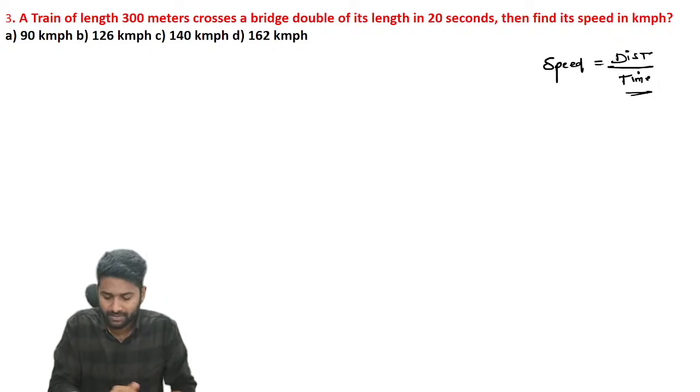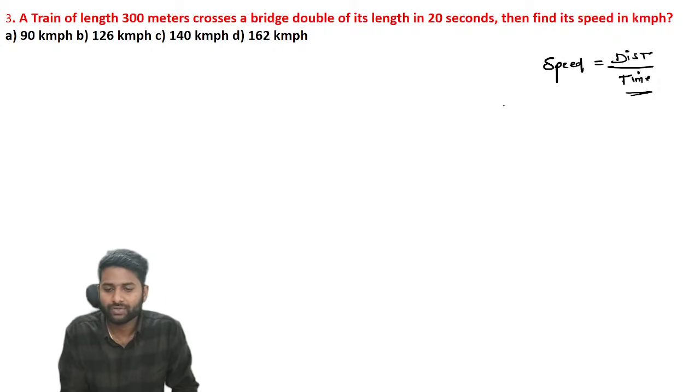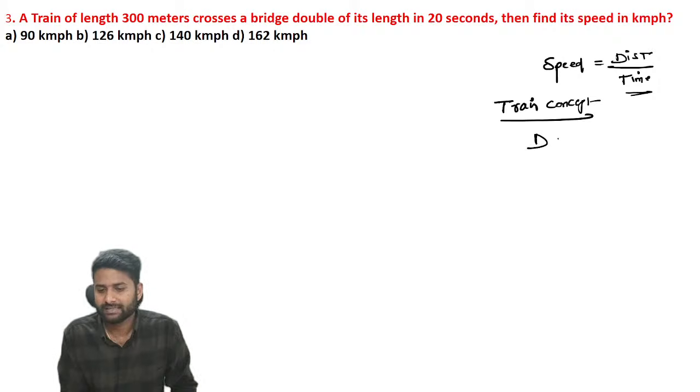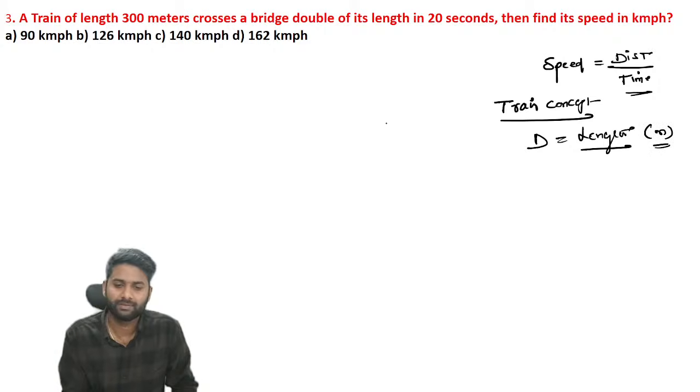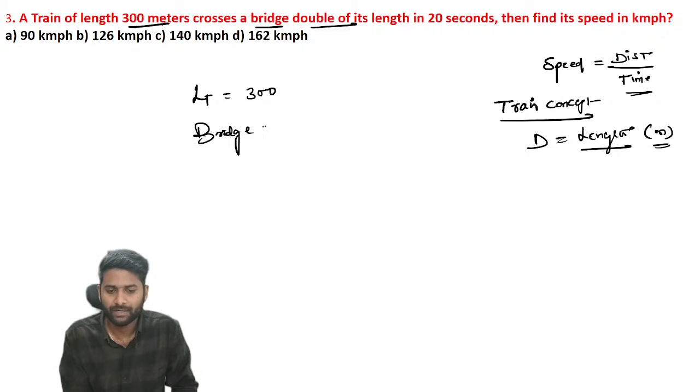So first, remember this point. If any questions are related to the trains concept, distance is measured in terms of length, so meters. The length of the train is given as 300 meters. It crosses a bridge double its length, so the bridge is 600, and it takes only 20 seconds.